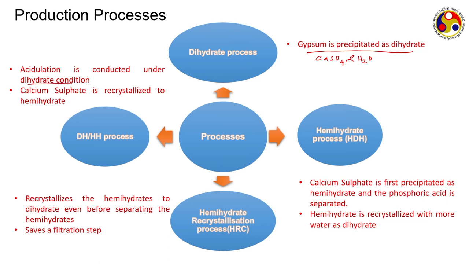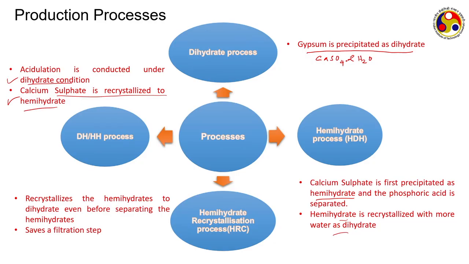But then, when they do a filtration, the calcium sulfate is recrystallized back to hemihydrate, to half H2O. So both processes are like this: dihydrate in the acid process, and then further recrystallization back to hemihydrate. Then coming to the hemihydrate process, the calcium sulfate is first precipitated as hemihydrate. In the first step you have hemihydrate, and the phosphoric acid is separated. Then this is recrystallized with more water, and if you put more water in it, it forms dihydrate. This is another method. These are all governed by the type and constitution of the ore, the economics, and the process adopted.